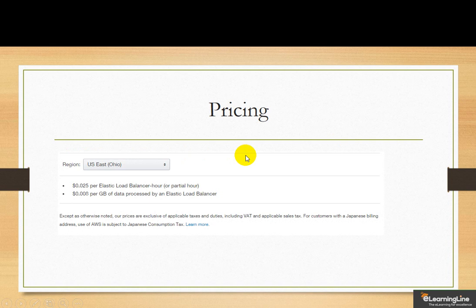Okay, what about the pricing? The pricing again depends on which region you go with. You can go with East or West or Asia, or there are other regions as well. Each region will have a specific price. Right now, it's 2 cents or maybe 0.025 cents per partial hour for the elastic load balancer.